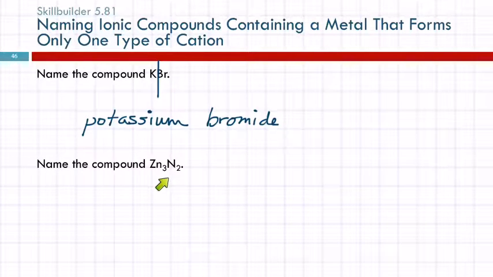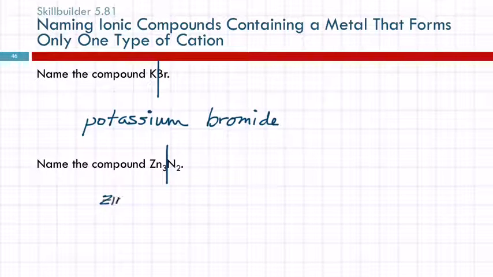Okay, let's do this one. Zn3N2. So first of all, let's see, well, zinc, is that a metal? Yeah, it is. So this is an ionic compound. So I'm going to have two ions. I'm going to cut these in half. The first one is zinc, and the second one is nitrogen.